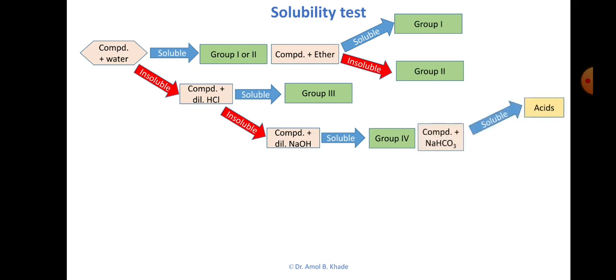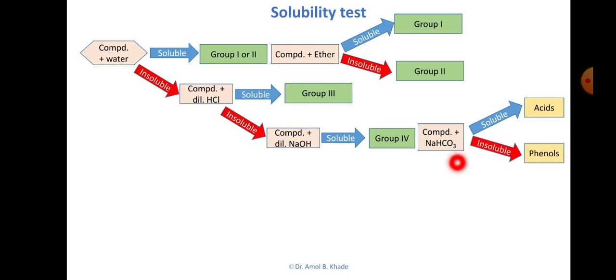Then in group 4, it could be either acids or phenols. So you can have a simple solubility test to differentiate whether it is an acid or a phenol. You can take a fresh test tube, take your compound and then add sodium bicarbonate solution. If the sodium bicarbonate solution is capable of solubilizing your compound, it confirms it is an acid.